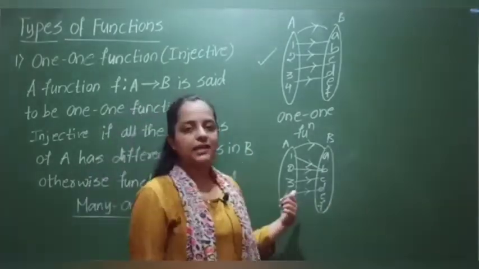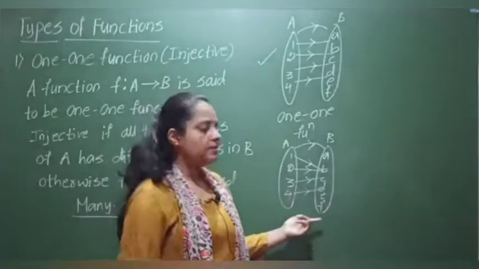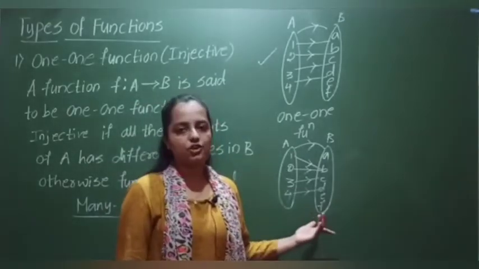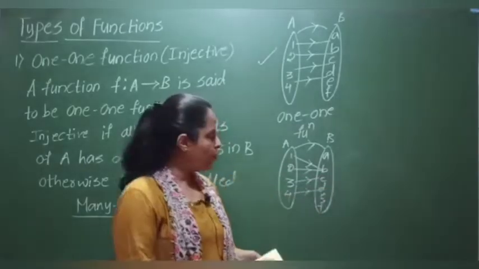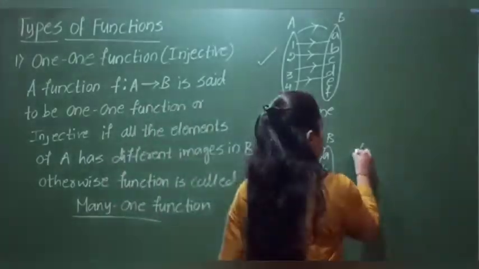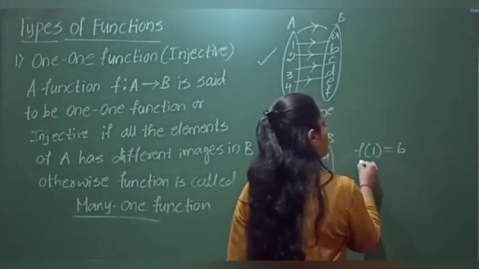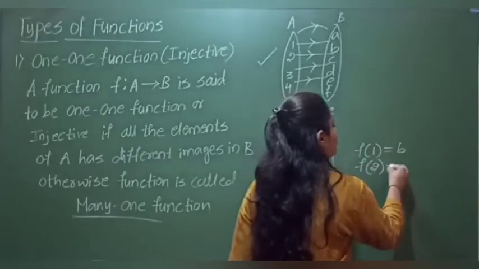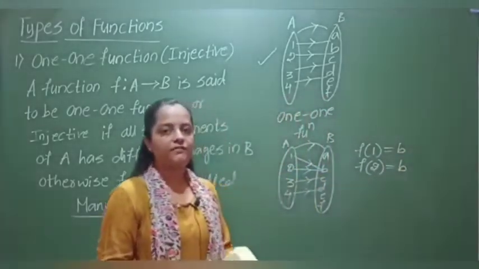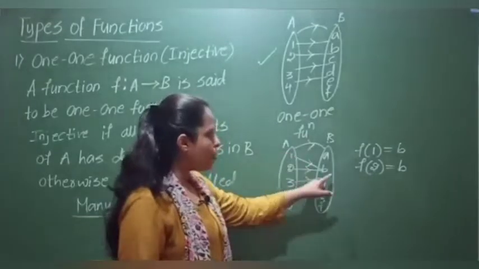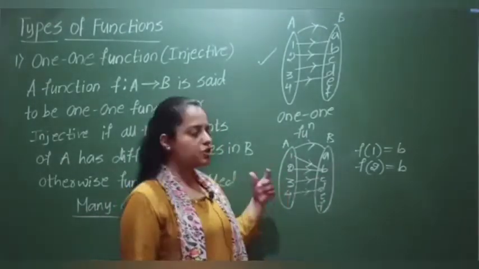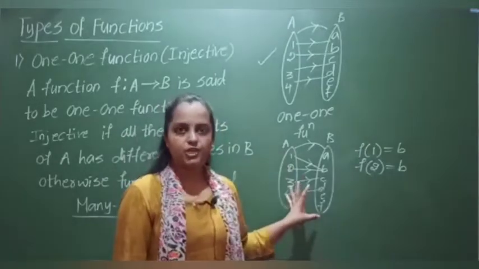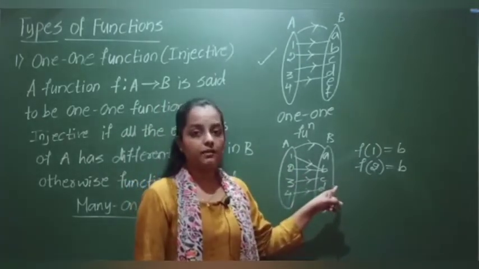And now we'll think whether this function is one-one or not. Now think: 1 has image b, 2 also has image b. So is it a one-one function? No, it is not a one-one function because 1 and 2 have the same image. But according to the definition of one-one function, all the elements of the set A should have different images in B.